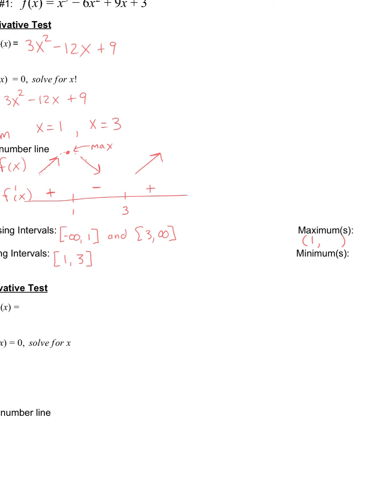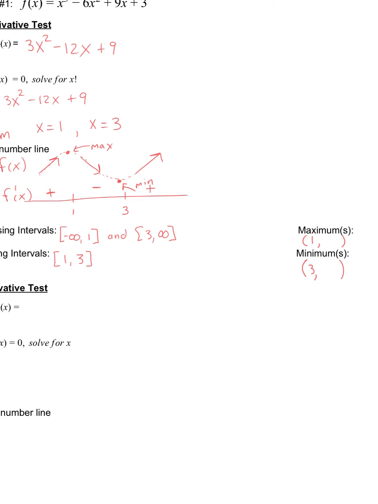And then vice versa, when our function up here goes from decreasing to increasing, there is our minimum right there. So our minimum x value is 3.